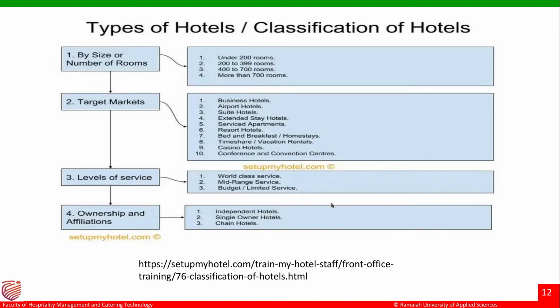Bed and breakfast or homestays are meant for special travelers who come and stay in the hotel only for overnight purposes, and then mostly they go out and enjoy the local food, and they do not depend on food and beverage activities in the hotel.